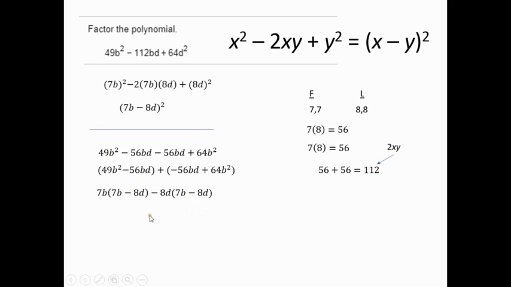So we factor out the 7b minus 8d, and we end up here, which is the same thing as 7b minus 8d squared. So you don't have to memorize the formula. You can just use the same strategies that we've used before, such as the AC method here, to get to the same place.